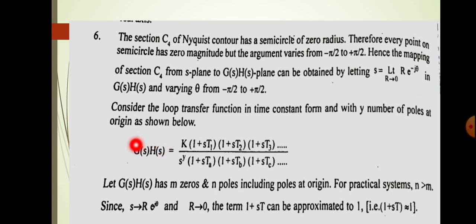So we have an example. G(s)H(s) will have this form, and in this case we are saying that this function has m zeros and n poles, and these poles include the poles at the origin also. For a practical system, n will be greater than m, and here we are making the substitution that s tends to r e raised to j theta, right?